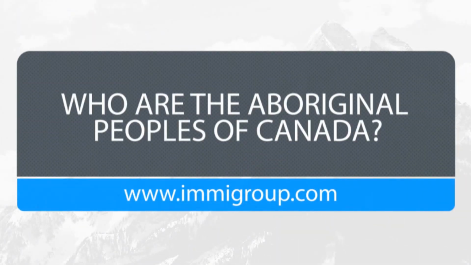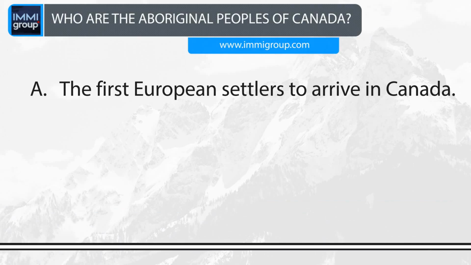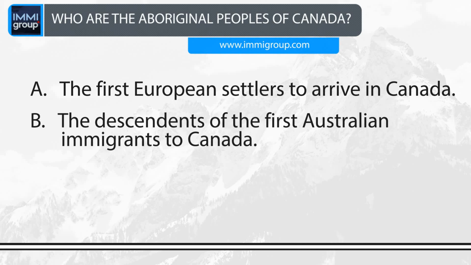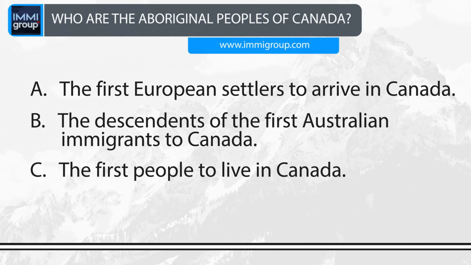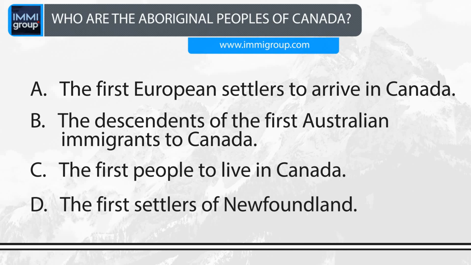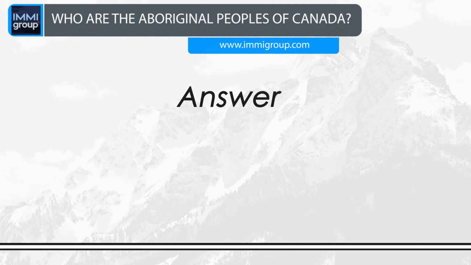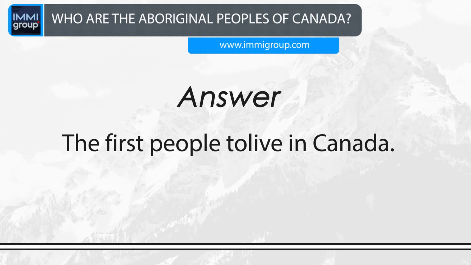To use it, pause the video after the question to guess the answer. Who are the Aboriginal peoples of Canada? A. The first European settlers to arrive in Canada. B. The descendants of the first Australian immigrants to Canada. C. The first people to live in Canada. D. The first settlers of Newfoundland. Answer: the first people to live in Canada.